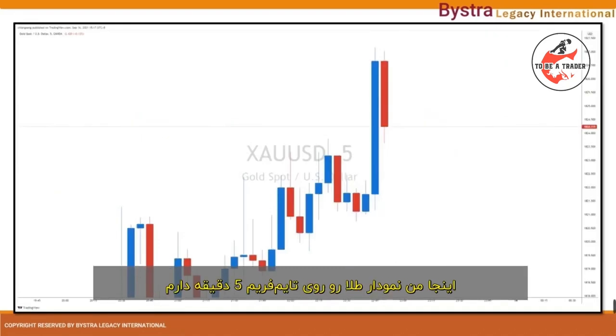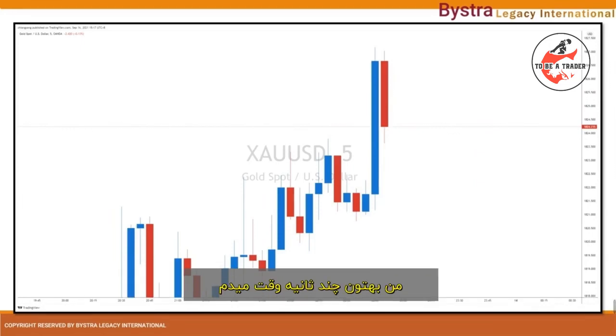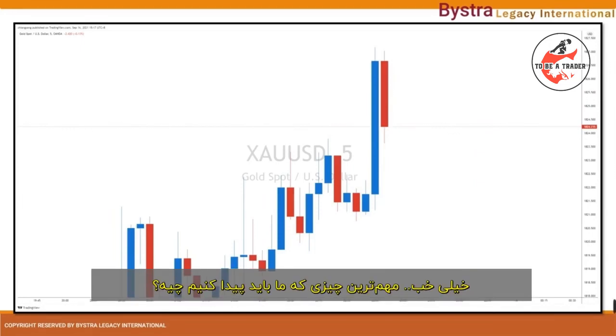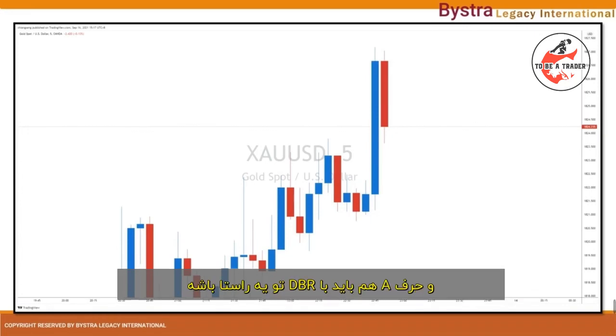So here, I do have a gold chart on the M5. Are you able to identify a potential SNRC2 setup here? I'm going to give you a few seconds. Have a look. What is the most important part we need to find? The entry point for a buy setup is the drop base rally. Get it? And the capital A must be aligned with the drop base rally.